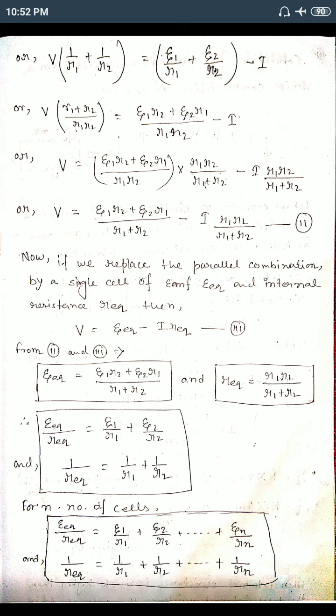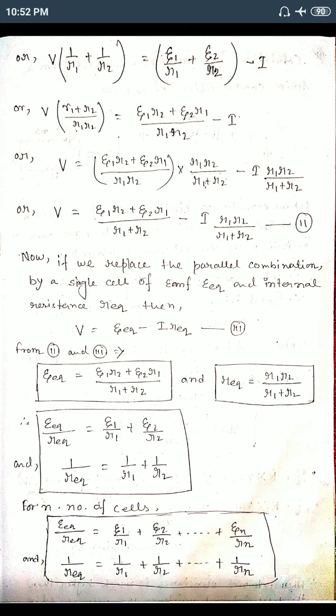So what can we write? V equals E equivalent minus I R equivalent. Now you see that equation 2 and equation 3 are the same equation for V. So we can write equation 2 equals equation 3. If we compare them, we can write E equivalent equals the first term of the second equation, that is E1 R2 plus E2 R1 by R1 plus R2. And if we equate the second term, we get R equivalent equals R1 R2 by R1 plus R2.